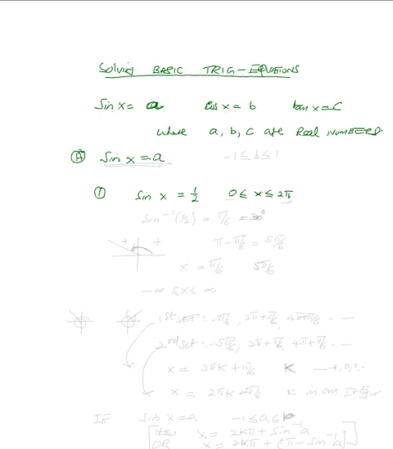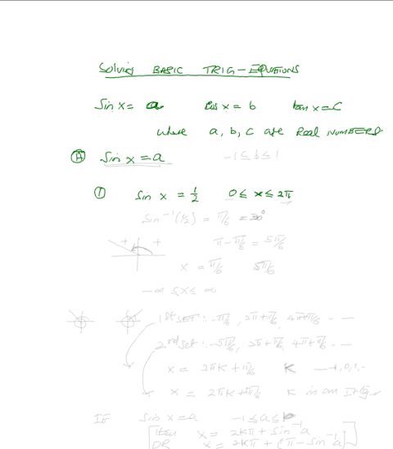So let's talk about the first type, which is sine of x equals a, where a is a real number. To start with, let's look at an example. Let's say sine of x is 1/2, and I want to limit the value of x to be between 0 and 2 pi. As you know, sine of x and cosine of x have infinitely many solutions.